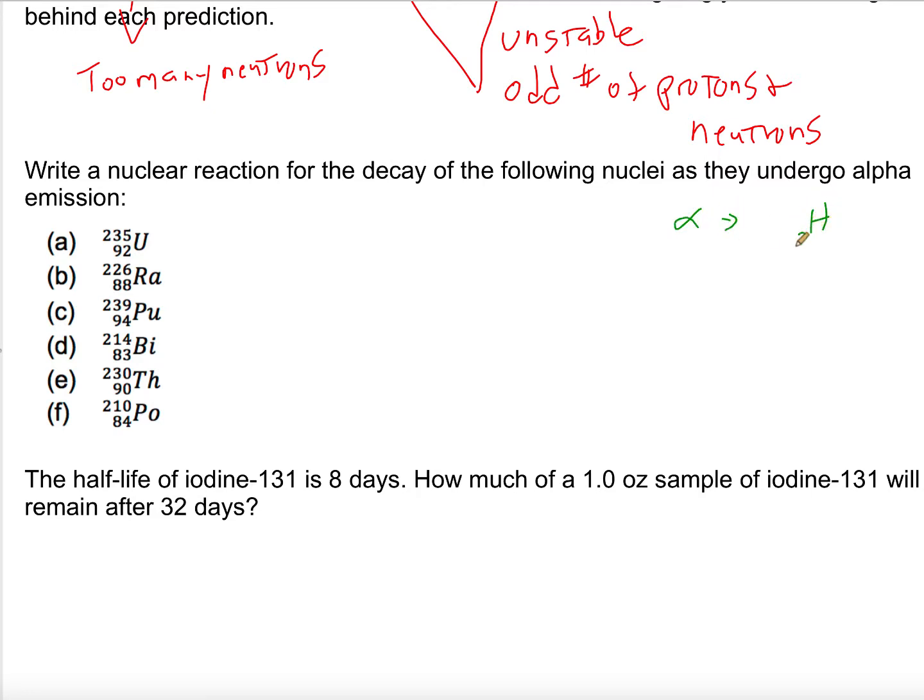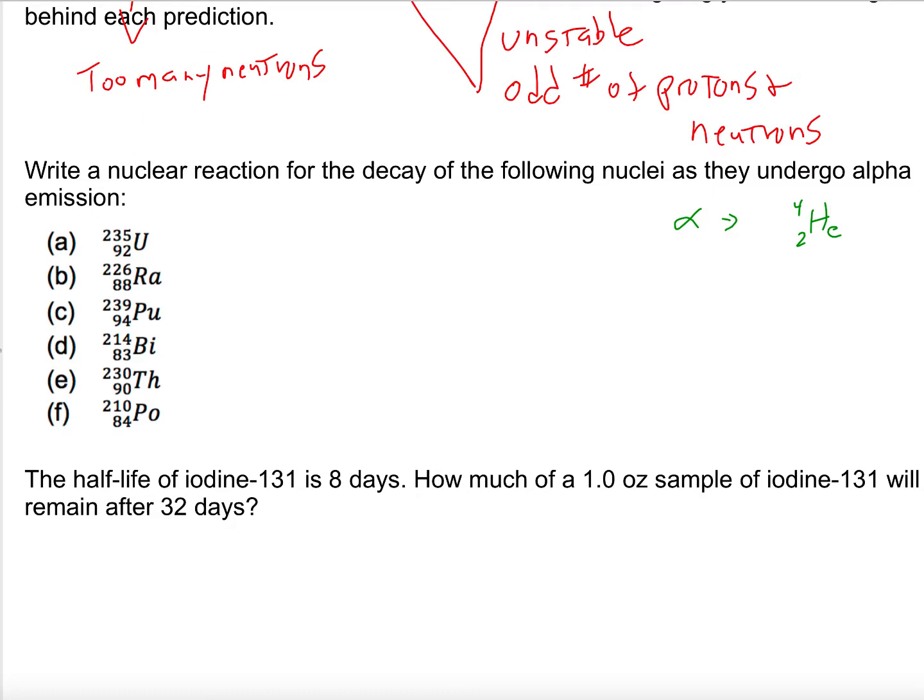So a helium nucleus here, as you give that off, that will then take away 2 protons and 2 neutrons from the atom, and it will take its atomic number down by 2, and it will take its mass number down by 4.